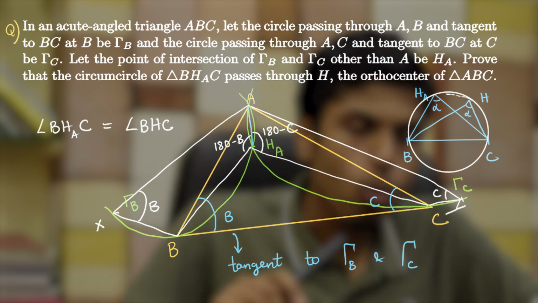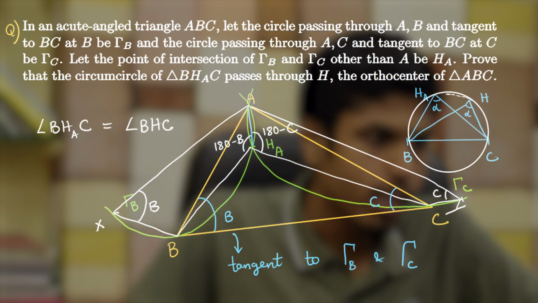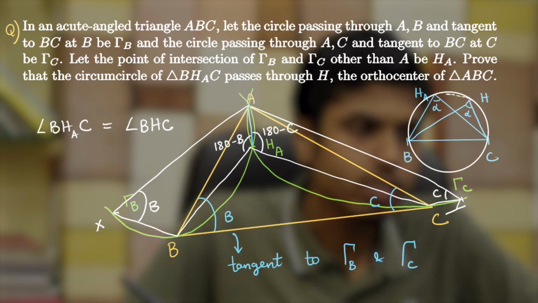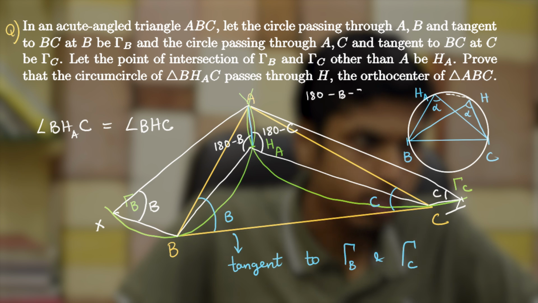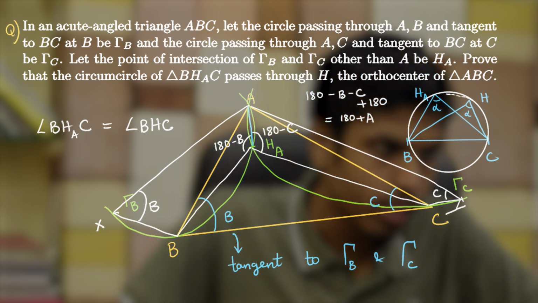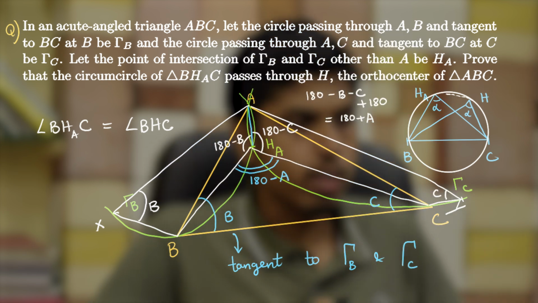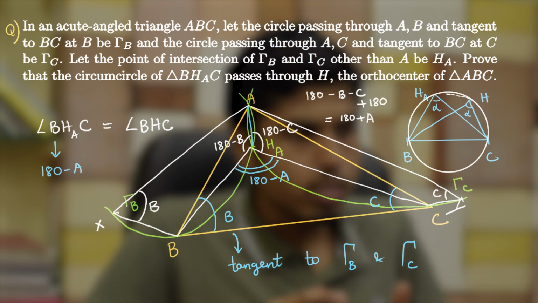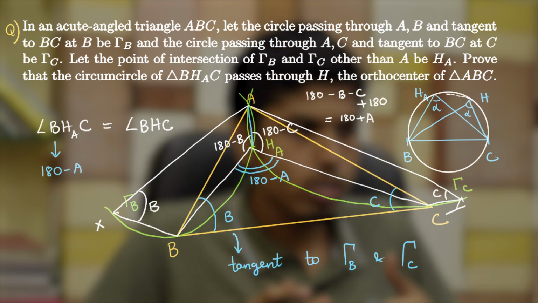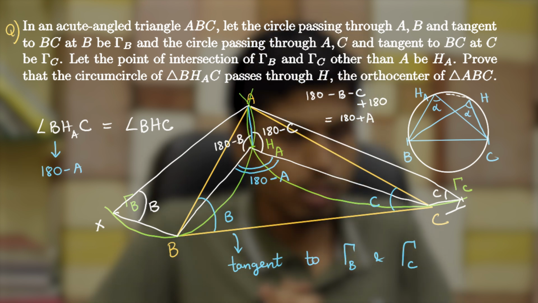Now, we know the whole angle is 360 degrees, and hence 180 minus B, 180 minus C adds up to 180 minus B minus C plus 180, which is nothing but 180 plus A. Now, in order to make it 360, this angle needs to be 180 minus A, and thus we get the measure of angle BHAC to be 180 minus A. So this is a consequence of applying the tangent chord theorem or the alternate segment theorem.